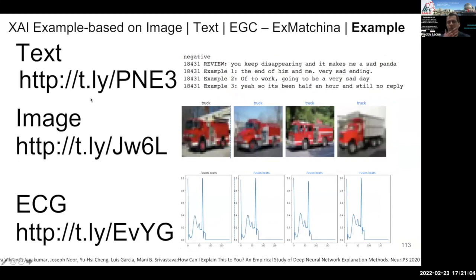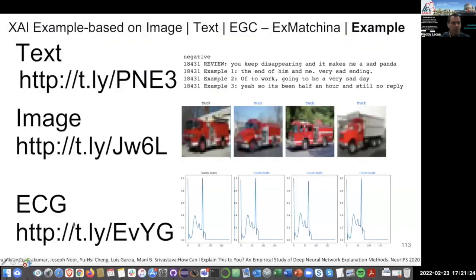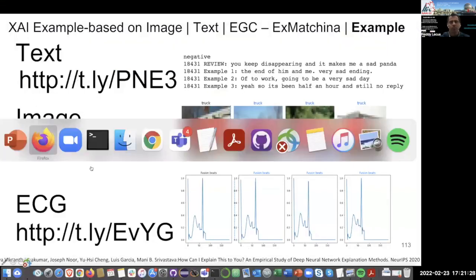And then we're moving to some of the work which was presented at NeurIPS last year, which basically tries different techniques on different data. So they try text, they try images, and they try time series, and they apply different techniques of explanations. So that's where we're going to go now. So that's the next one. Again, this is the different link to the different Colabs.